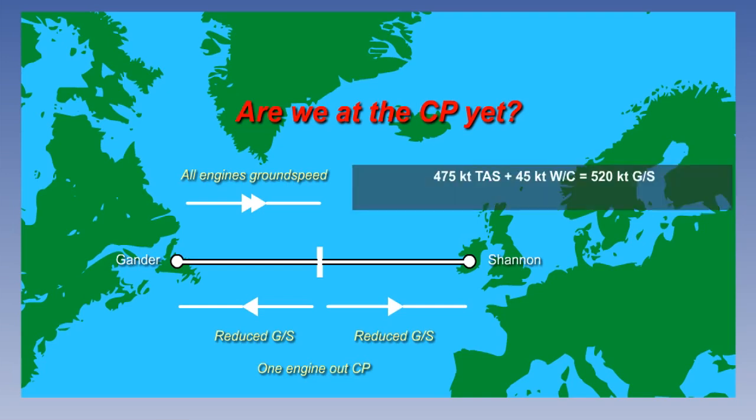As before, a TAS of 475 knots plus a tailwind of 45 knots gives a ground speed out to the critical point of 520 knots. This time, our time to the critical point is 974 nautical miles at a ground speed of 520 knots, which comes to 112.5 minutes.